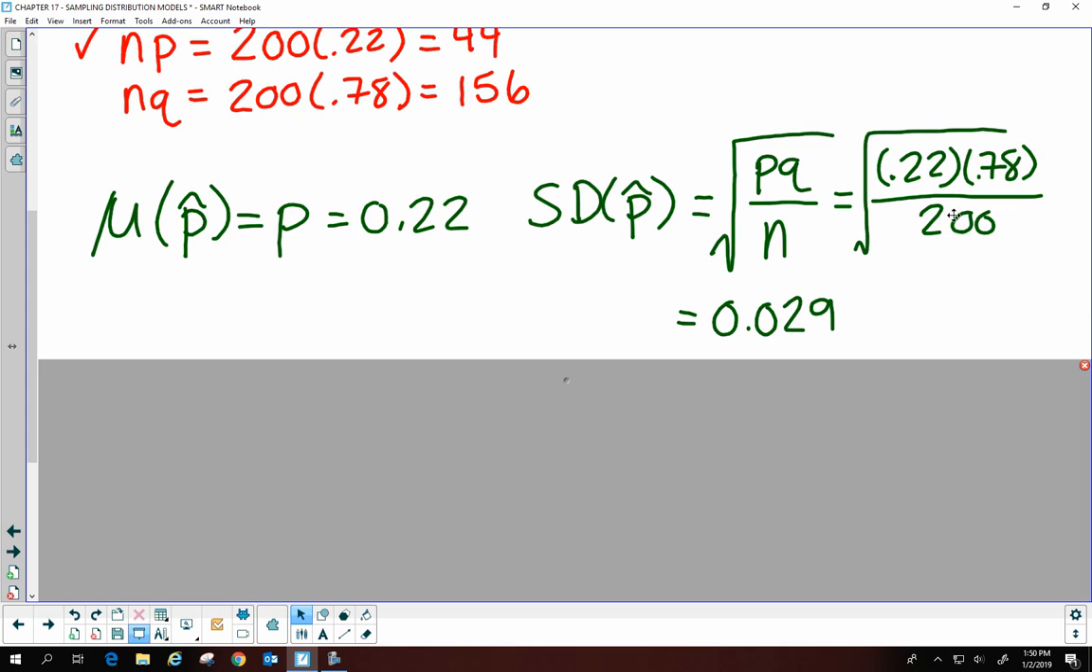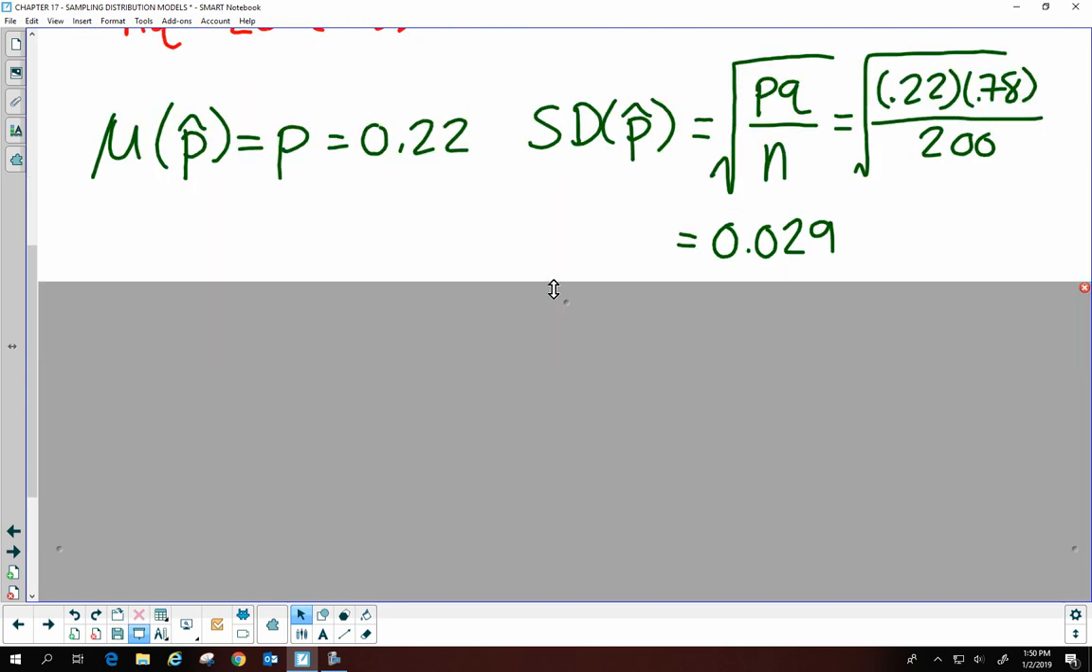So 200 is our sample size. 22% comes from the CDC. 78% is 1 minus that 22. And so we get a standard deviation of 0.029. So because we've met our conditions, we can use a normal model with a mean of 0.22 and a standard deviation of 0.029 to decide if the results here are unusual.